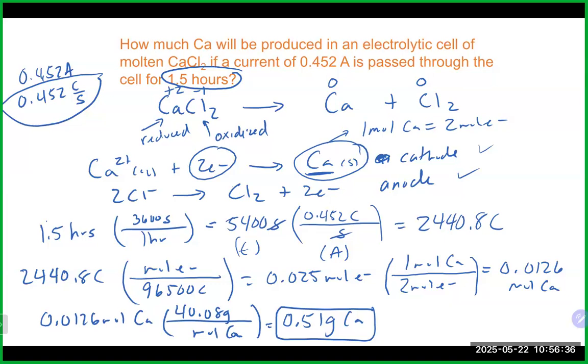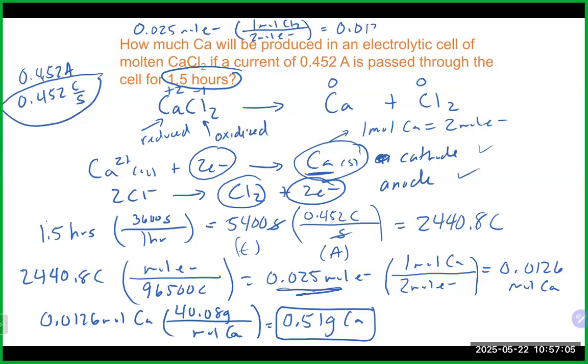If by some chance I was interested in chlorine, I could do the same thing. I could actually pick it up right here. And if we wanted to for chlorine, go 0.025 moles of electrons. For chlorine, it is also a 1-to-2 relationship from the equation. And we would have 2 moles of electrons, 1 mole of chlorine. And in this case, we actually will get a similar number here in terms of our moles of chlorine.